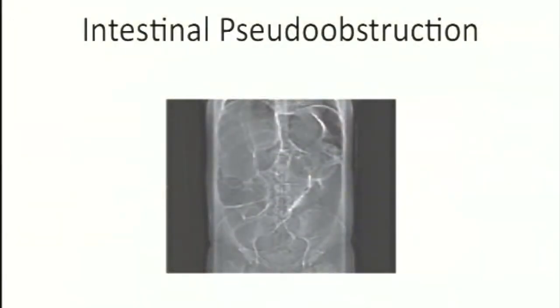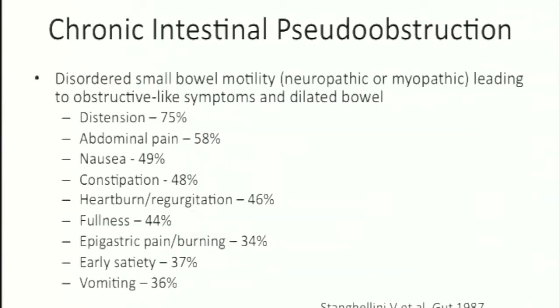So that moves me on to intestinal pseudoobstruction, which, if you look at this X-ray here, is where you see massively dilated loops of intestine throughout. Intestinal pseudoobstruction, or CIP, is the other term that we use, is abnormal or disordered motility of the small bowel. It can be because of the nerves or muscles, and in DM, most likely a combination of both. It leads to obstructive symptoms.